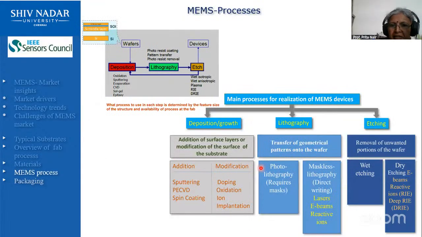So what are the main processes involved? I'm going a bit fast, since I'm running out of time. You have to deposit the different layers. You may have to transfer the pattern onto your wafer, so you will do some lithography.